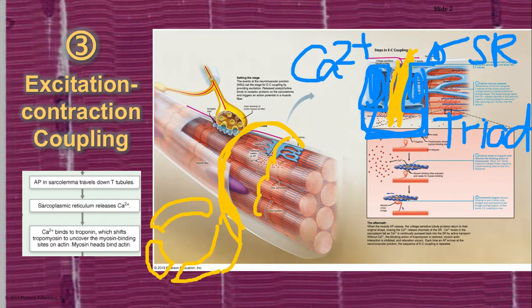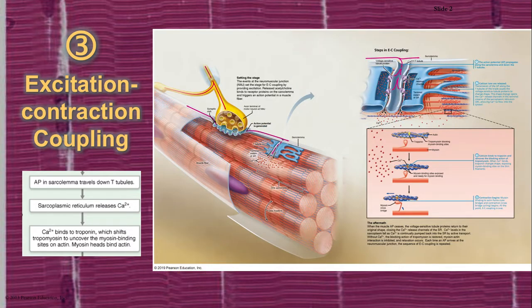Okay? Now we're going to put pieces together. You ready? Okay. Here we go. We've got an action potential coming down through that T-tubule. It is going to cause voltage-gated calcium channels to open up on the sarcoplasmic reticulum. Right there by the T-tubule.